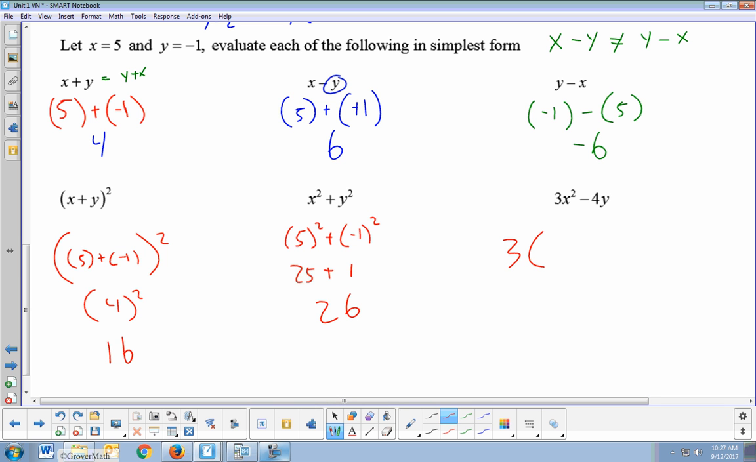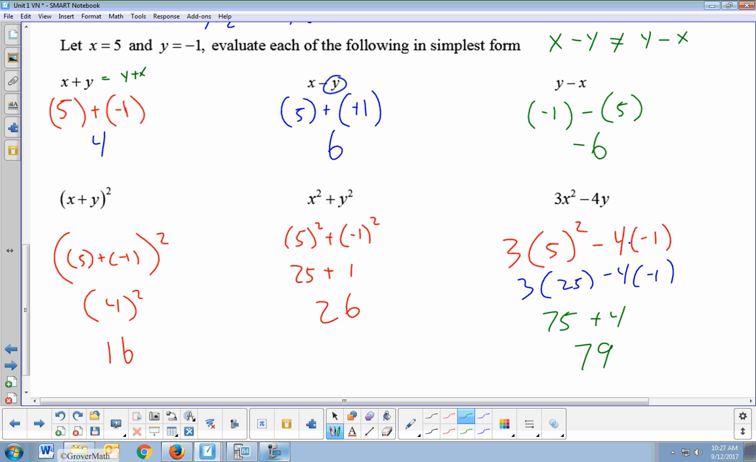The last one, 3 parentheses x squared is 3 parentheses 5 squared, because x is 5, minus 4 parentheses negative 1. Replace y with negative 1. PEMDAS says exponents first before you multiply, so it's 3 times 5 squared, 25. And here this is a negative 4 times. I could keep that like this. And so now we do multiplication. Here's multiplication. Here's multiplication. 3 times 25 is 75. And negative 4 times negative 1, remember that sign belongs to that number. So negative 4 times negative 1 is positive 4, for a final answer of 79.